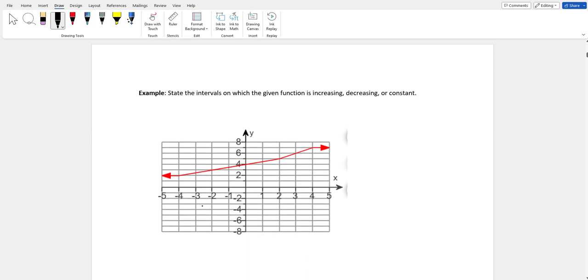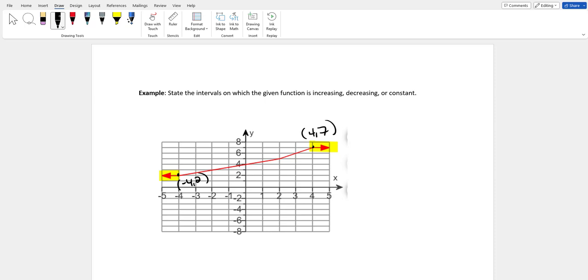This next graph is this red graph. From here, I'm going to put it in yellow. From here and from here is constant, because that's a horizontal line. But let's figure out where it's increasing, decreasing, and or constant. So at this point here, this is the point negative 4, 2, and this point here is 4, 7.